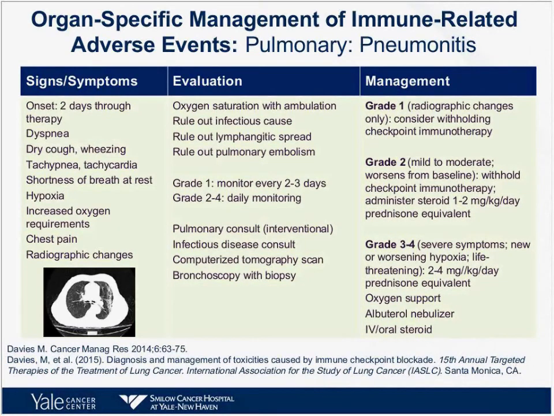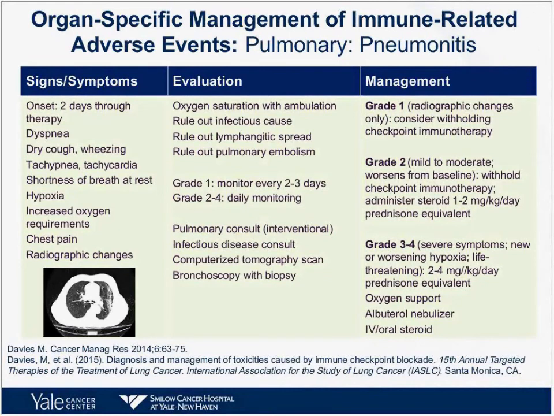For grade 1 toxicity, so patients that have radiographic changes or some clinical signs that you're finding, typically monitoring every 2 to 3 days is the recommendation. I will say that there is some variability across practices that I've gone to visit in terms of following these, but it really is important to be able to understand if patients are having changes in their respiratory status on a more frequent basis. If they do develop a grade 2 to 4 toxicity, daily monitoring is recommended.